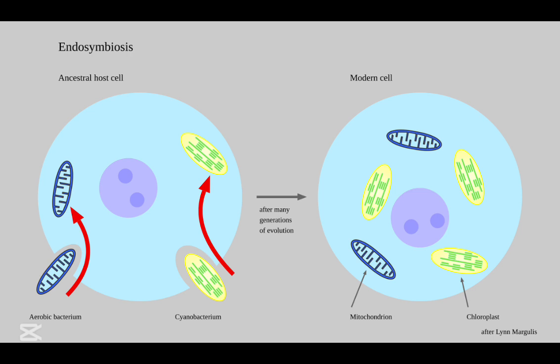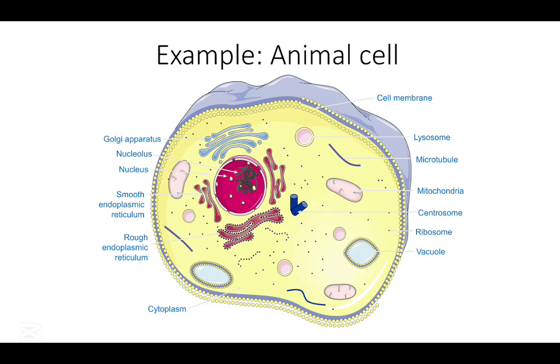Well, let's start with the control center, the nucleus. It houses the cell's DNA, which is the blueprint for building and running the whole cellular operation. Like the cell's brain.